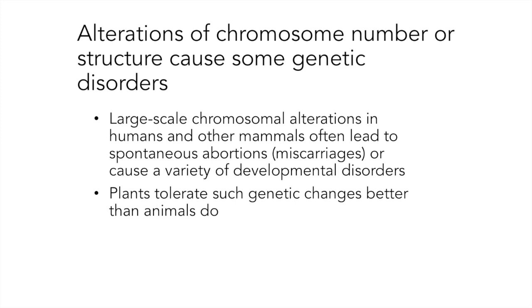Animals, if you rearrange their chromosomes, the offspring usually are non-viable. They don't survive. But plants tend to be better at tolerating these kinds of things.